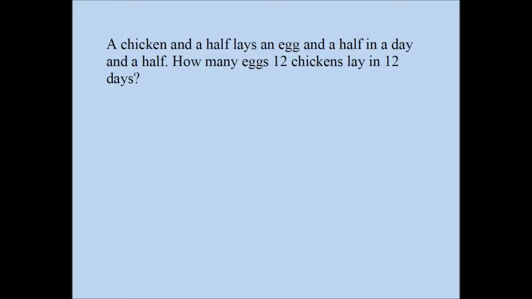It seems like it's a problem that doesn't have a solution because it's hard to imagine a chicken and a half laying an egg and a half. It's not very intuitive either. You have to genuinely understand how the three quantities, the number of chickens, the number of eggs, and the number of days, are related to one another. So go ahead, give this problem a shot, but the video follows.